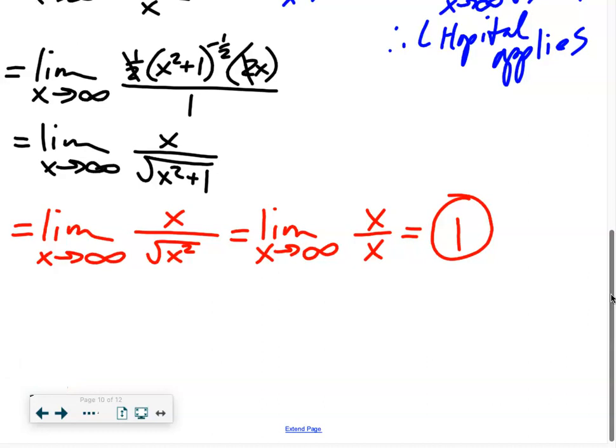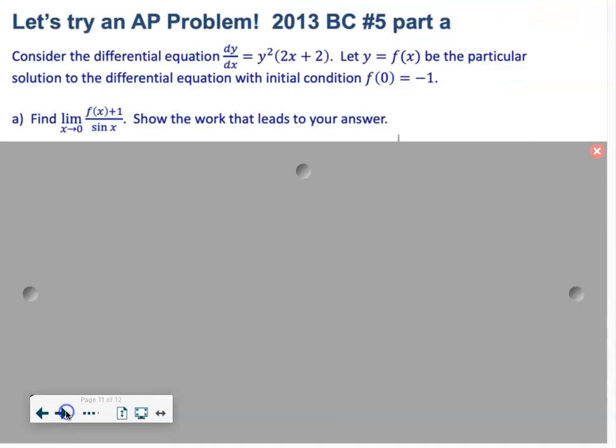So anyway, speaking of College Board, we have one more problem, and then we're done, all right? One more problem, and then you get to enjoy your weekend. So this problem is from the BC Calculus exam in 2013. Why is it from BC? Because in 2013, L'Hopital's was not an AB topic. It was only BC. Later on, a few years later, they added it to AB. But at the time it was only BC. So this was 2013 BC number 5, part A.